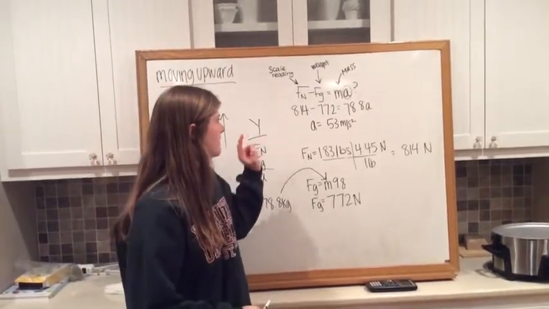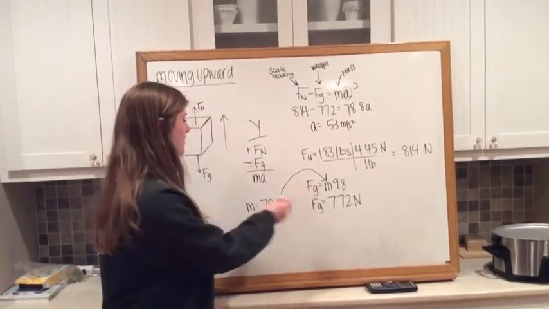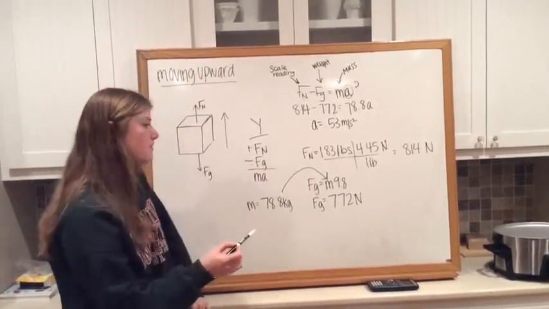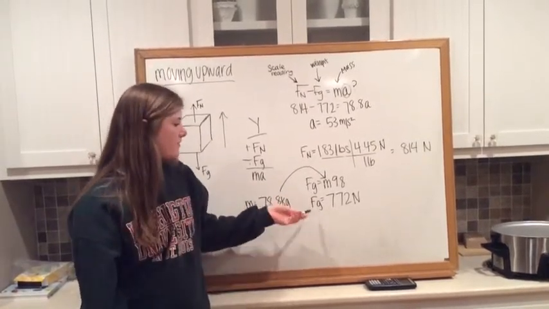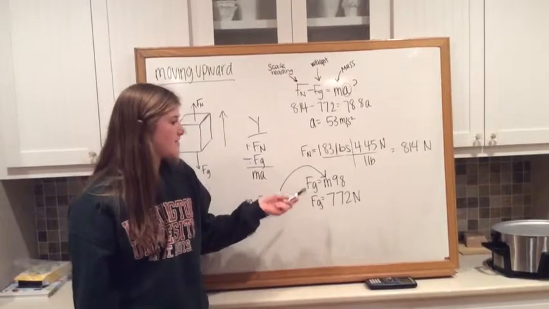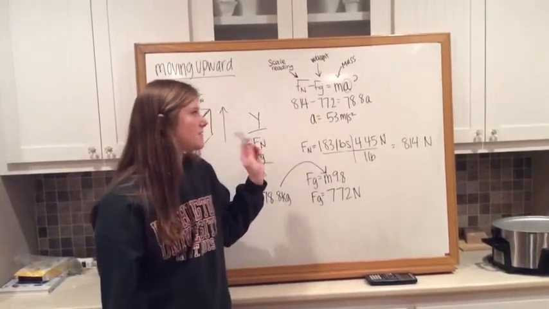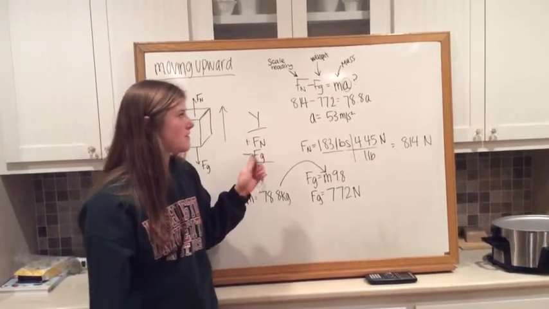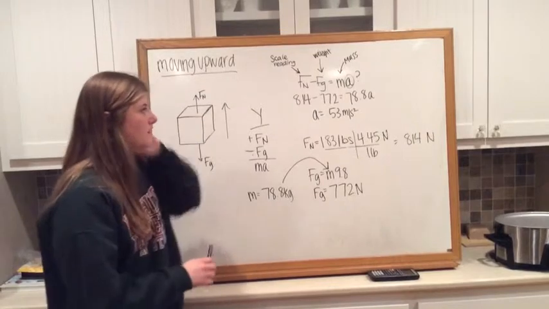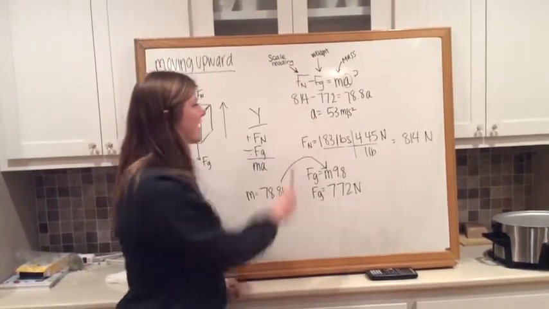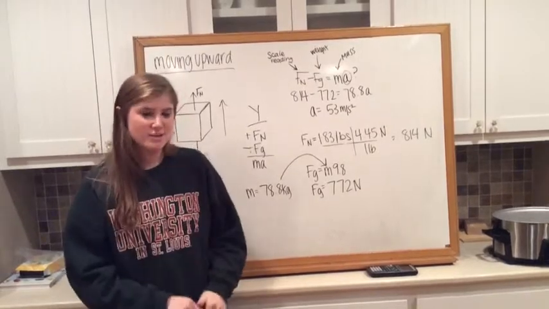Then we'll calculate the force of gravity. We know the mass because that's the same as the first problem. We plug in 78.8, multiply, and our force of gravity ends up being 772 newtons. So 814 newtons minus 772 newtons is equal to 78.8 times a. Once we subtract and divide, our acceleration ends up being 0.53 meters per second squared moving upward.